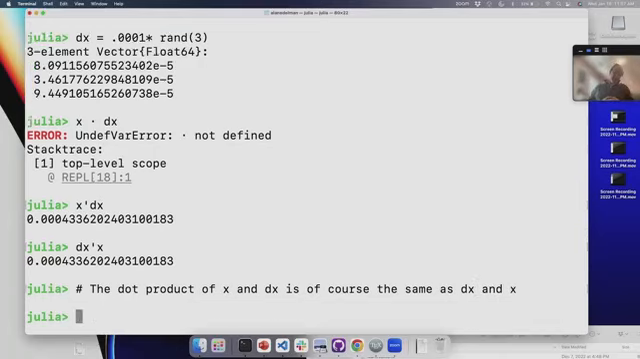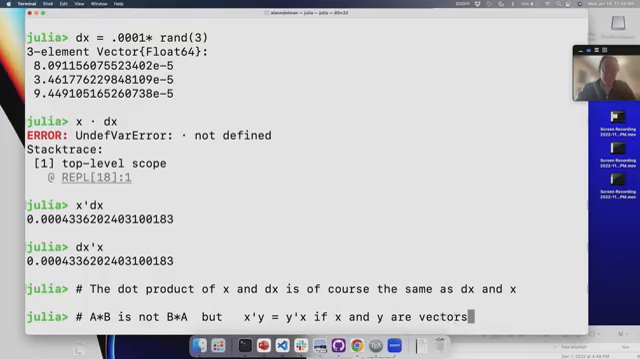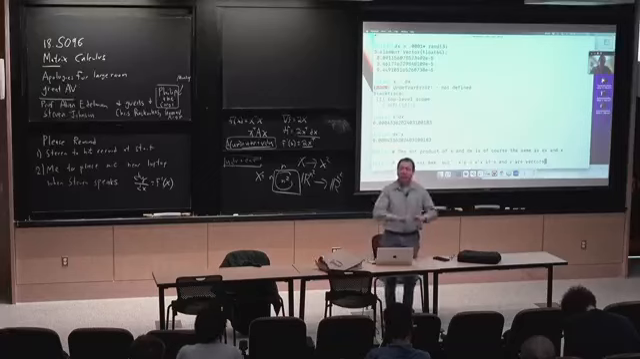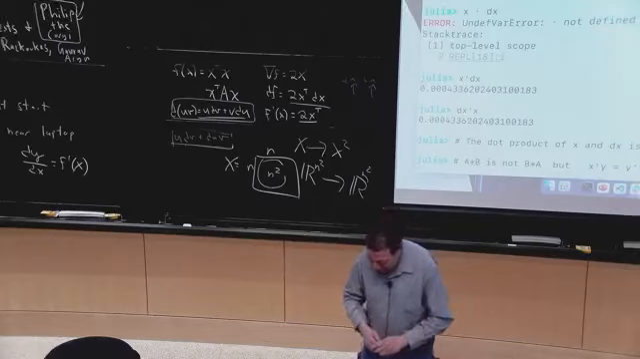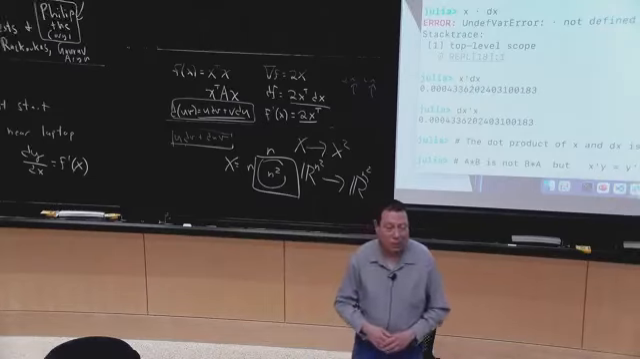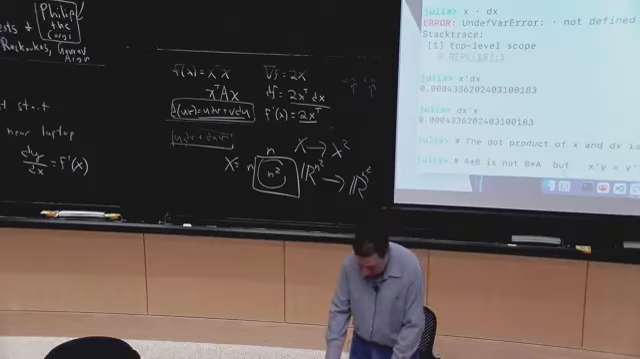So just to remind you, A times B is not B times A, but x transpose y equals y transpose x if x and y are vectors. Understood? You understand the difference between the general case where things don't commute and the dot product where things do commute? Students seem to get confused by that sometimes, and so I just wanted to say that as clearly as I know how.